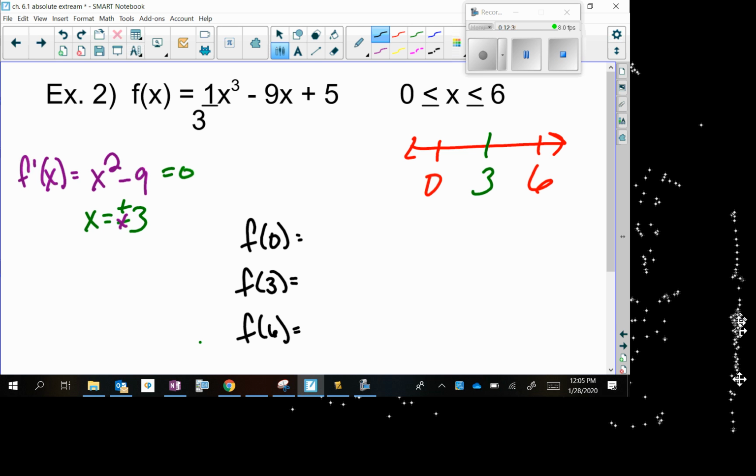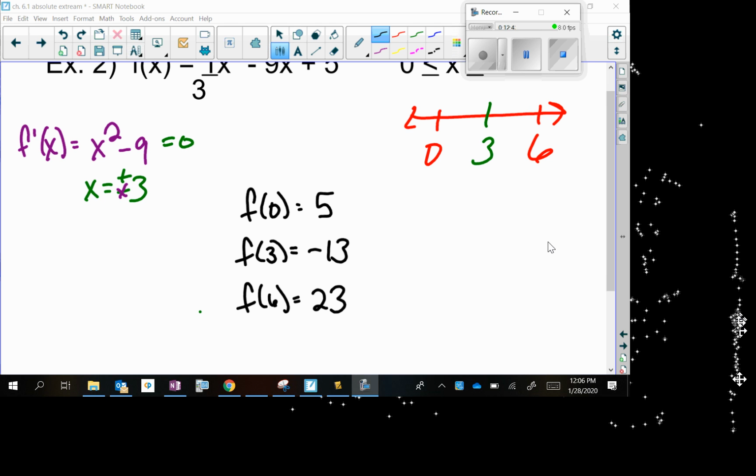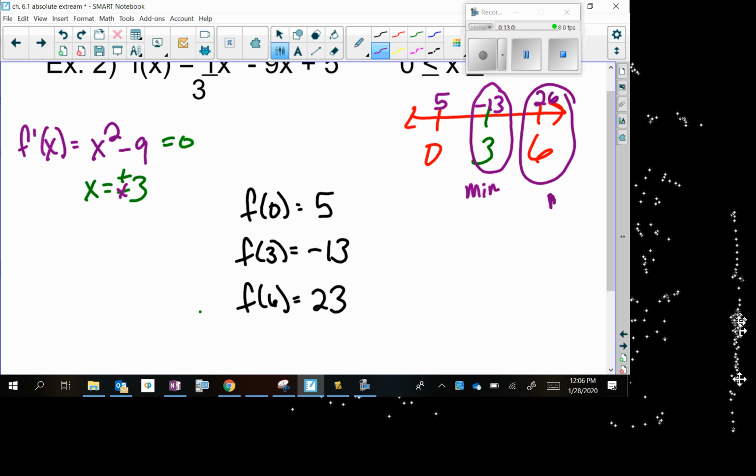So everybody try that. You guys agree with 5, negative 13, and 23? Everybody good? So again, 0 is a 5, 3 is a negative 13, and 6 is a 23. So where's our absolute min? At 3 of negative 13. And our max is 6 at 6.